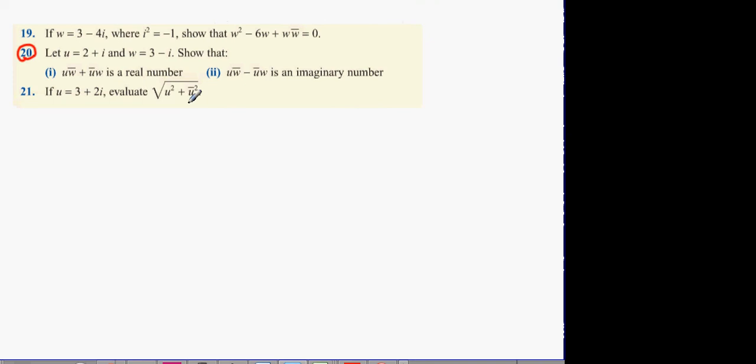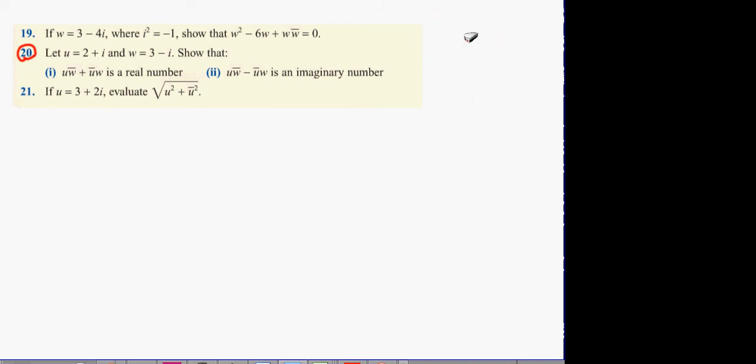Guys, what it says is u is 2 plus i, w is 3 minus i. Show that u times the conjugate of w plus the conjugate of u multiplied by w is a real number. Real numbers means that there's no imaginary parts. This here is an imaginary number because it has an imaginary part. This here is a real number because it has no i's in it. If it hasn't got an i in it, it's real. If it has an i in it, it's imaginary.